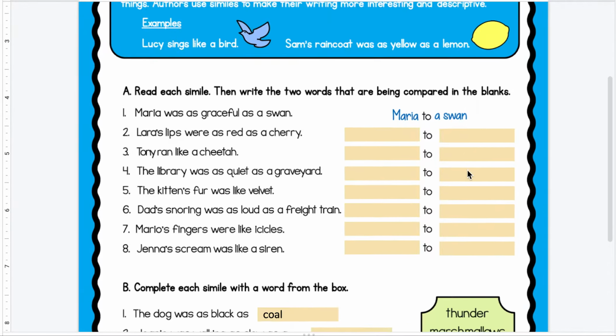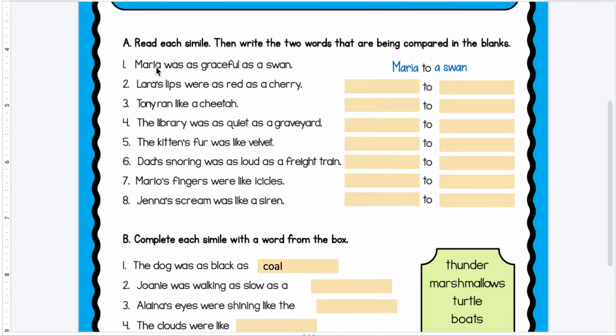So let's look at number 1. It says, Maria was as graceful as a swan. Maria is my proper noun here. What is Maria being compared to? She's being compared to a swan, right? Because she's graceful like one. So the description word, graceful, it's my adjective. That's not a noun, so that can't be what's being compared. But Maria is, and swan is. She is like a swan because she is graceful. So let's look at number 2.